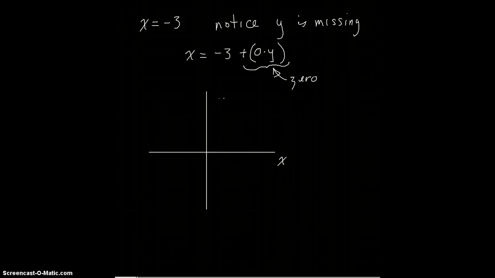Here's x. Here's y. So no matter what I have for y value, x is going to equal -3. So here's -3 if y is 0. Here's -3 if y is 1, if y is 2, if y is -1, I get x equals -3. Just a nice vertical line. Great. Have fun with those.